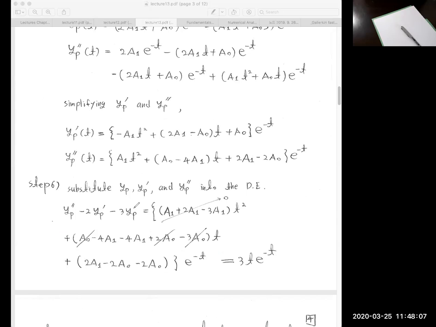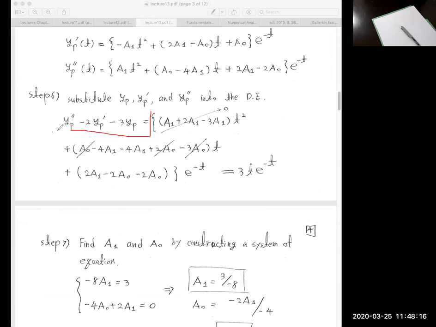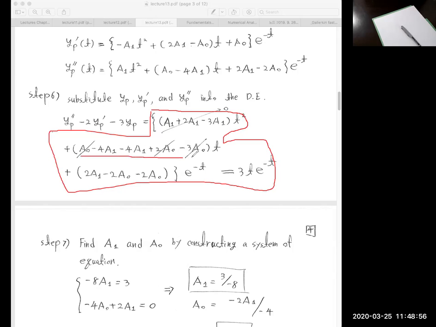Okay, now we're going to compare like terms, pair by pair. Definitely t squared is not in the right-hand side, see that here. So -3a1... By the way, you see the a1 plus 2a1 minus 3a1 is 0, right? And then simplifying this, we have -8a1 must be 3, and the constant term must be 0, right? Okay, so we get a system of equations for a1 and a0.